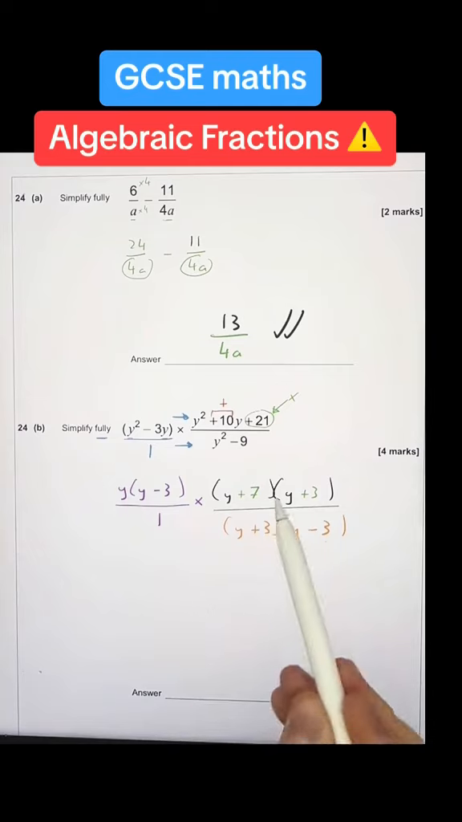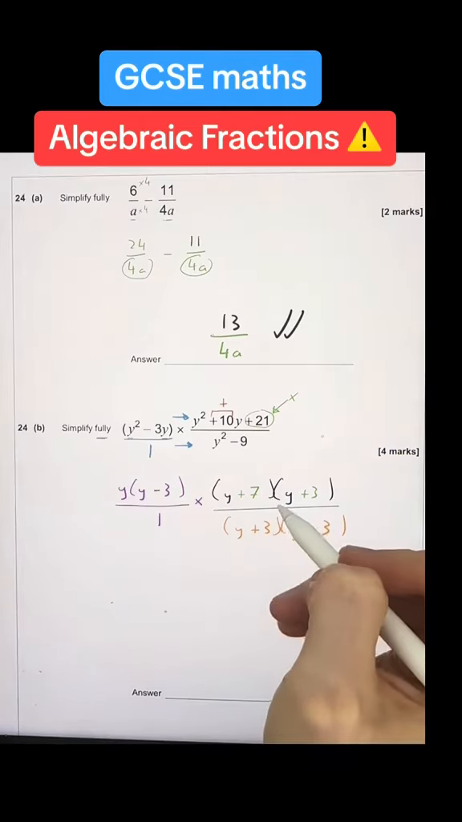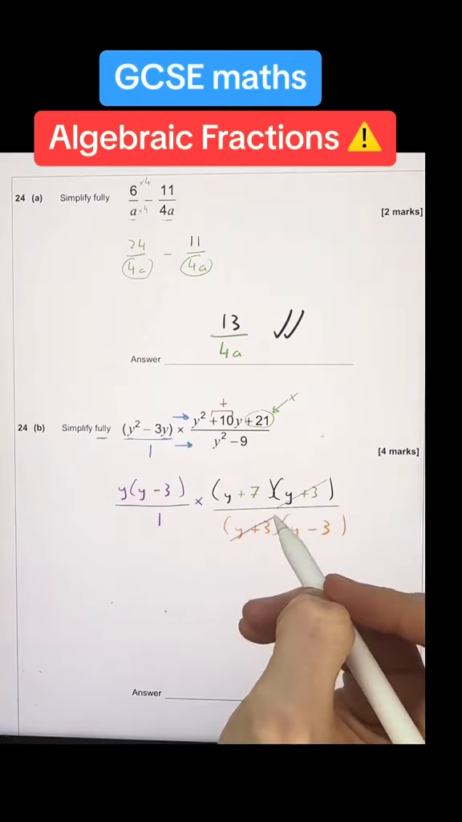As I'm simplifying, I'm going to check the top and bottom of each fraction for any common factors. Look at my first fraction. There's nothing common on the top and the bottom. Look at my second fraction. I can see in brackets, I've got y plus 3 common. So I'm going to cancel y plus 3 on the top and the bottom.